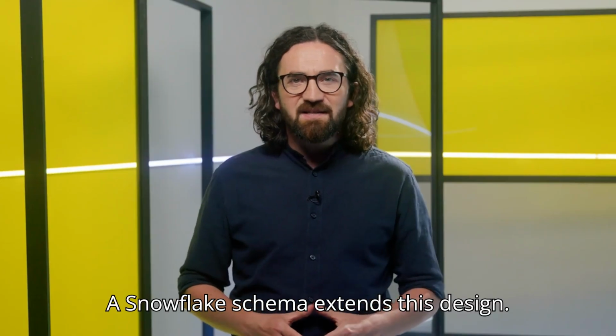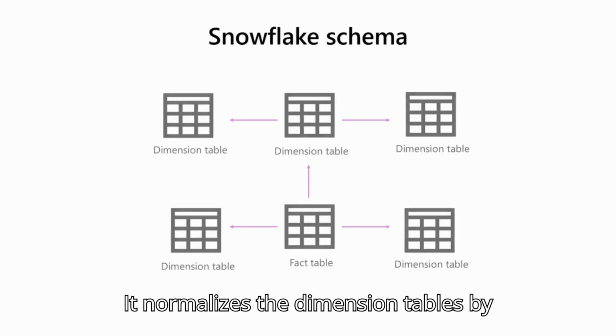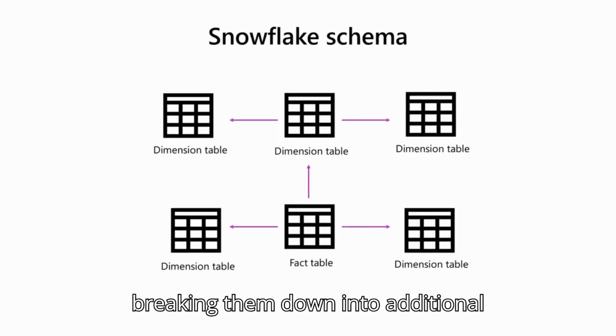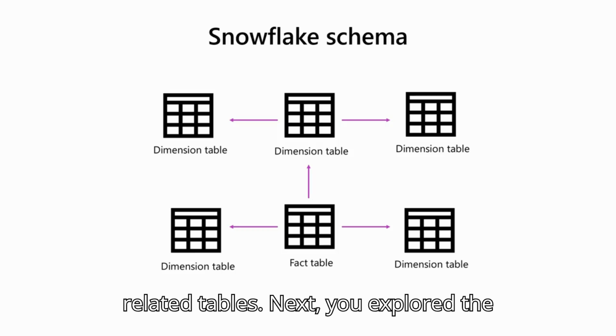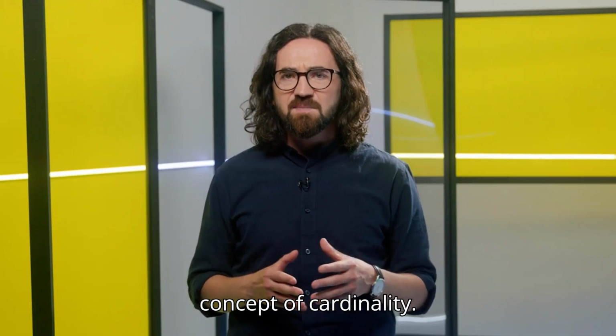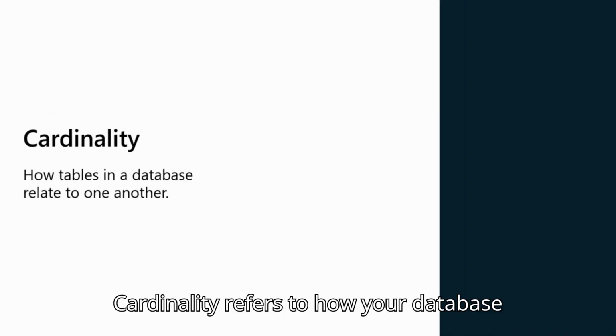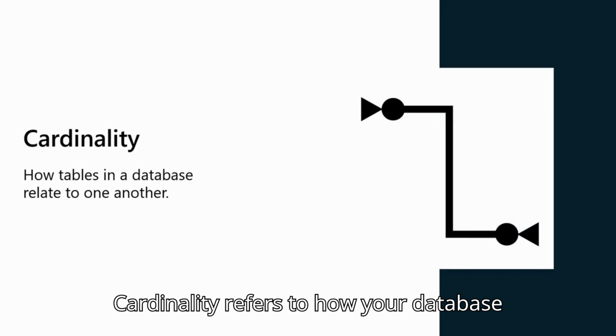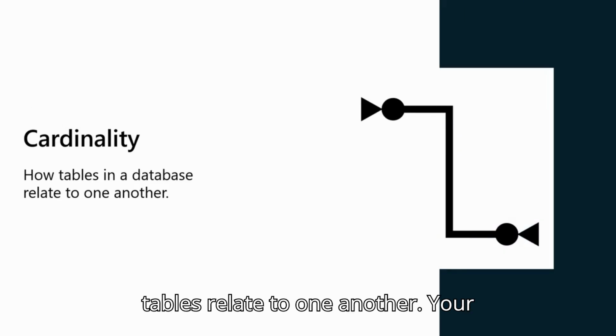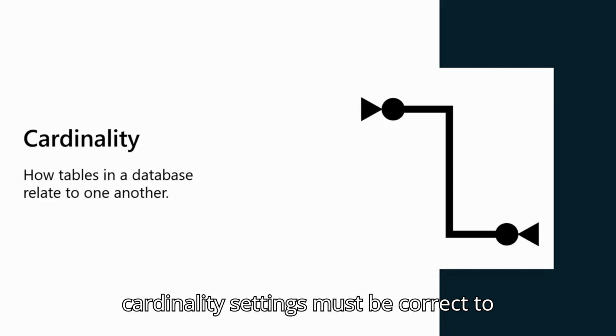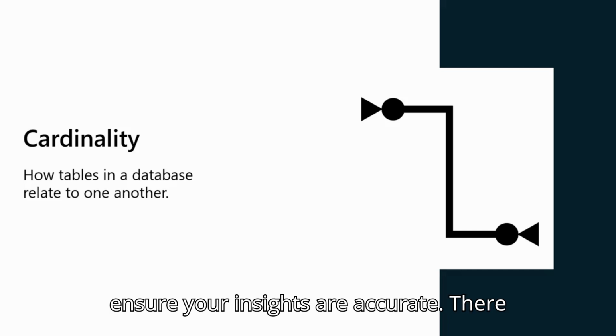A Snowflake schema extends this design. It normalizes the dimension tables by breaking them down into additional related tables. Next, you explored the concept of cardinality. Cardinality refers to how your database tables relate to one another. Your cardinality settings must be correct to ensure your insights are accurate.